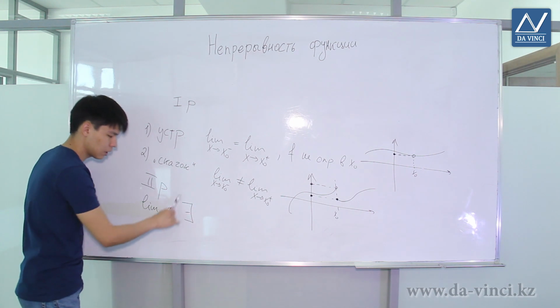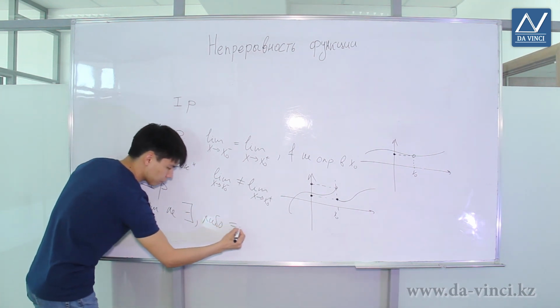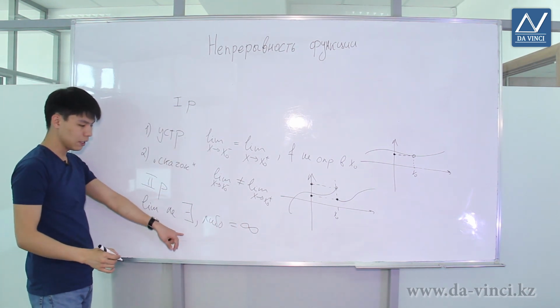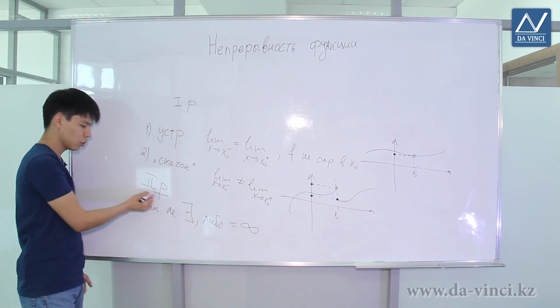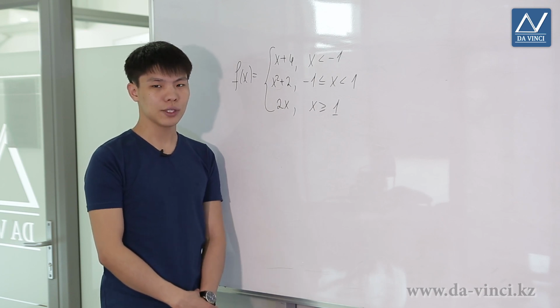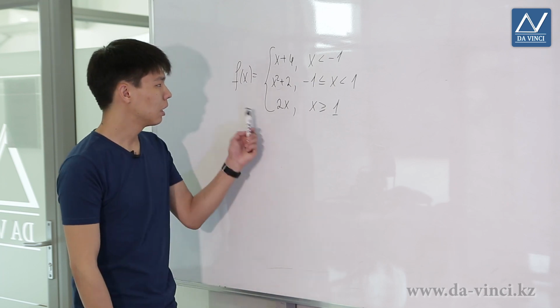This is a sign of existence, or equals infinity. That is, where we have a limit, left to right, it will not exist, or some kind of infinity will turn out. Then we can immediately say that this is a discontinuity point of the second kind. So with the help of limits, we can examine the function for continuity and determine what kind of discontinuity points it belongs to. Let's take a look at a few typical examples.